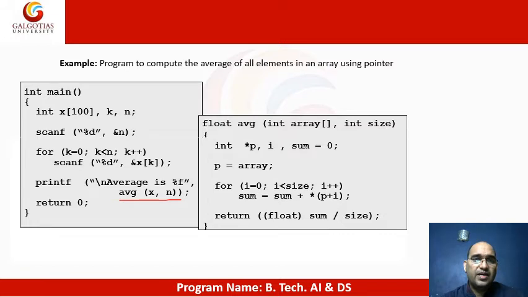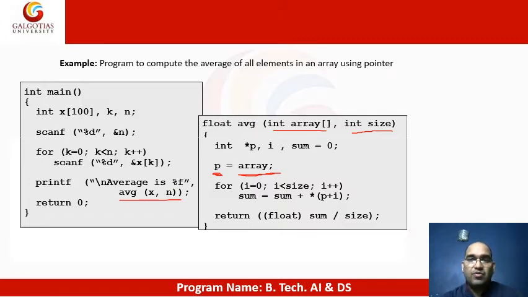The first parameter is the array and the second parameter is the number of elements. So we have sent these two parameters to the average function. The first one is the integer array, the second one is the integer size. Here we have declared a pointer p, i is an integer, and sum is an integer with value 0. Then p = array. As I told you, the name of the array is nothing but the address of the first element. So in this pointer we have given the address of the first element of the array. That means this array means the address of array[0].